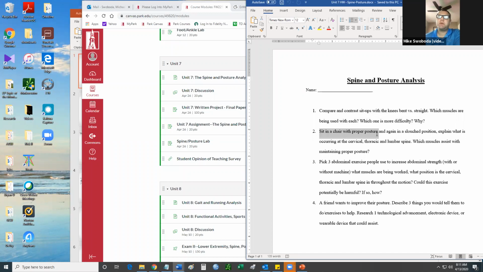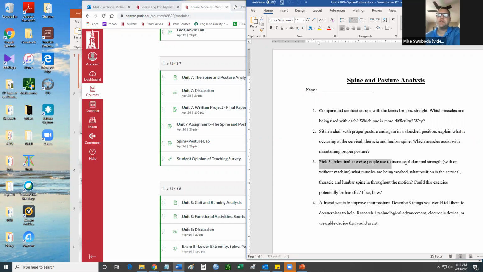All right, sit in a chair, proper posture, and again in slouch position. So proper posture, just in general, is going to be essentially ears over your shoulders, over your hips. So you want to have a straight line going up and down your body. And then if you go into a slouch position, that would typically be like leaning over, or if you're leaning back in your chair. And then you want to talk about what's going to happen or what's occurring at the 3 segments of your spine and what muscles assist with maintaining proper posture. We'll cover that today.